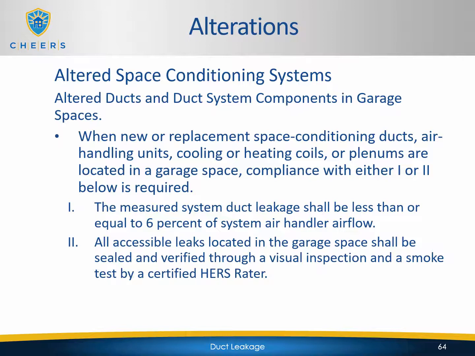So on a standard altered duct system where none of the ducts or duct system components are in the garage, you're going to have that 15% total leakage, 10% leakage to outside, or the smoke test. When you do have those components in the garage space, then you need to achieve either 6% total leakage or a smoke test. You cannot do leakage to outside when you have those ducts in the garage space. You do either a total leakage test of 6% or you'll do the smoke test if you can't achieve that 6% leakage rate.